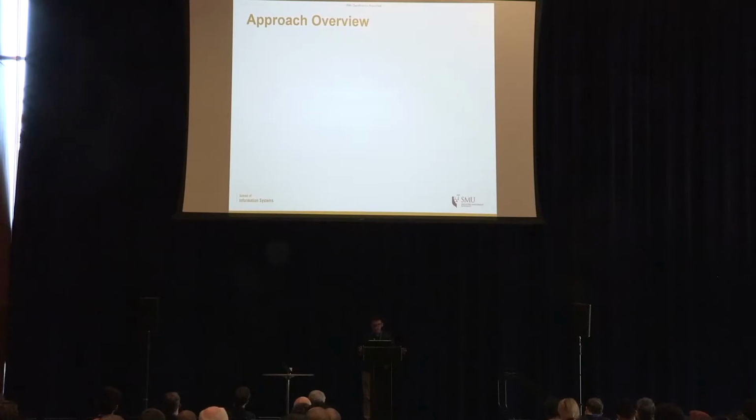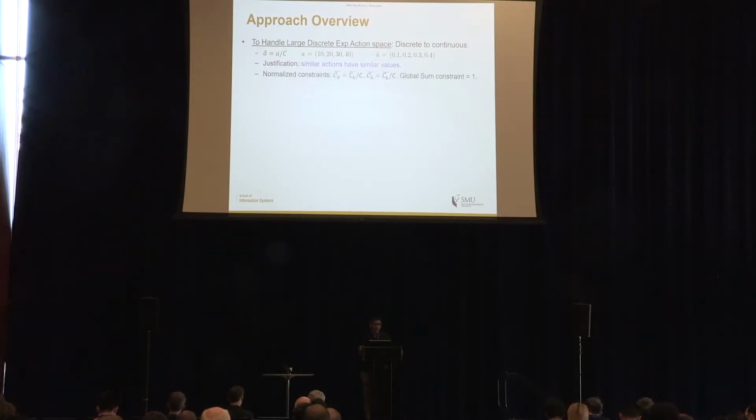So we have 2 challenges, right? The first challenge is how to handle large discrete action spaces. To do that, we convert to a continuous space. So that allocation vector is divided by the total number of resources, which is 100 in this example. The justification is that in these kinds of problems, similar actions probably have similar values. We need to normalize the constraints as well, so the global sum constraint becomes 1 now.